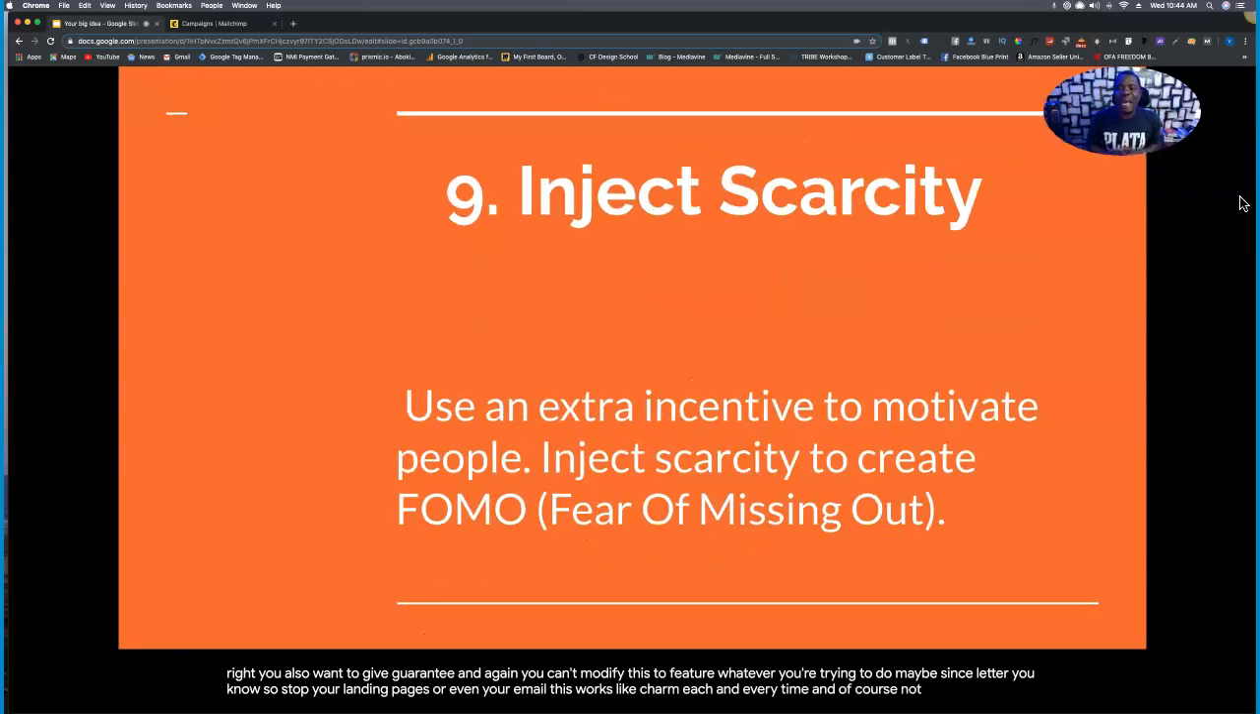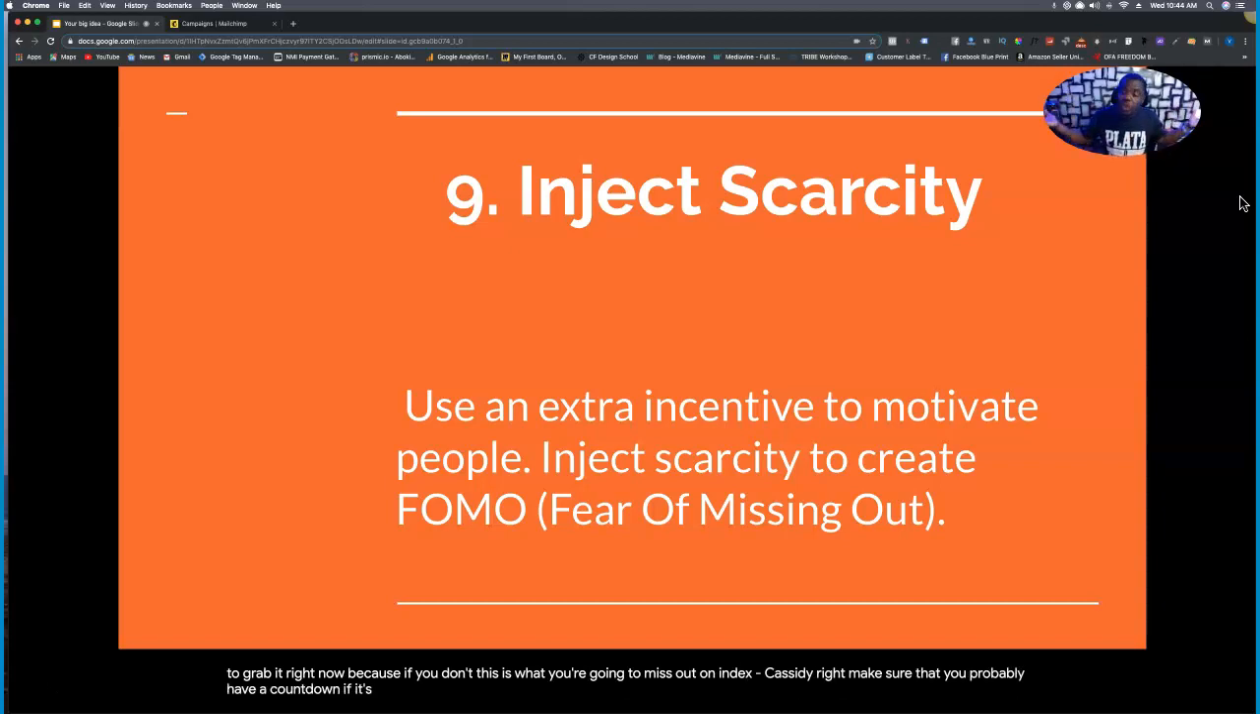And of course, number 9, you've got to inject scarcity. Use an extra incentive to motivate people. Inject FOMO. Fear of missing out is what we call FOMO. I learned that from Russell Brunson. Let people know that this is not going to be here for too long. You've got to grab it right now, because if you don't, this is what you're going to miss out on. Inject that scarcity. Make sure that you probably have a countdown.